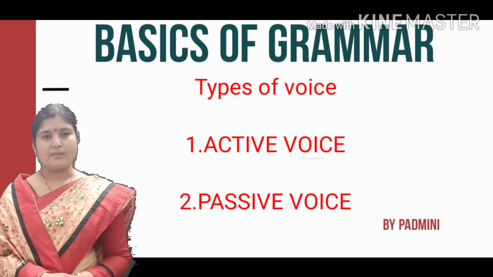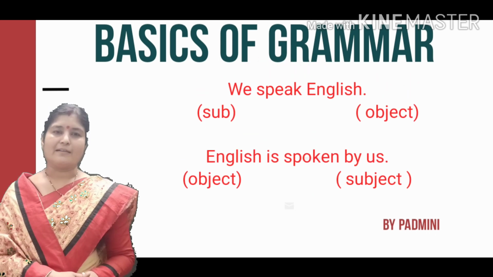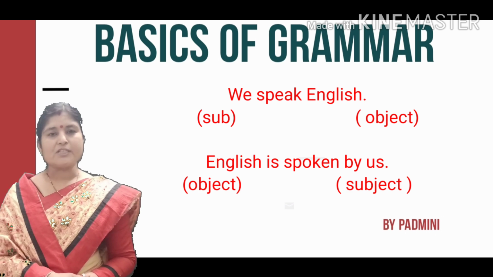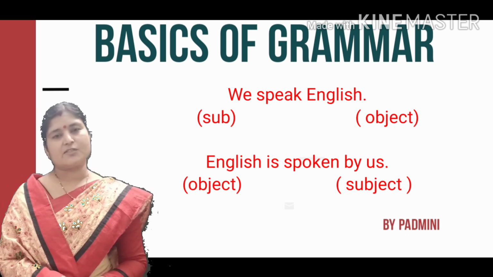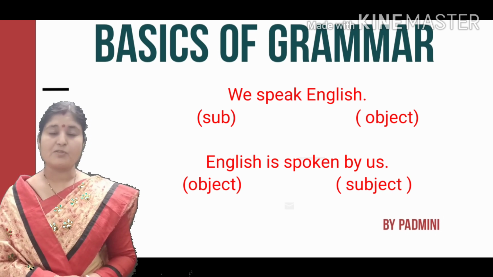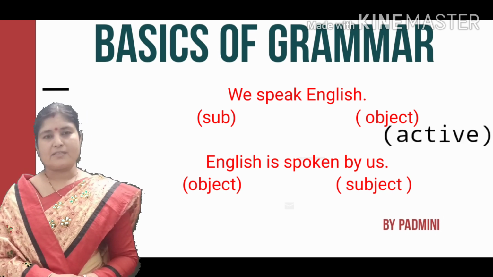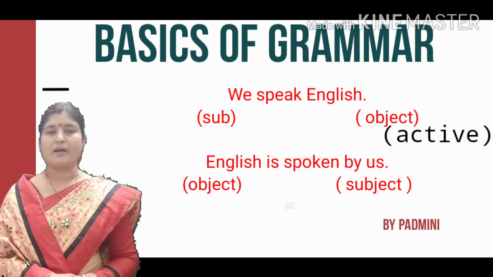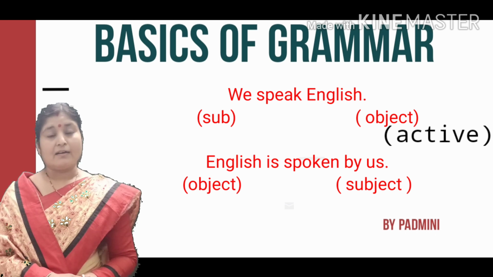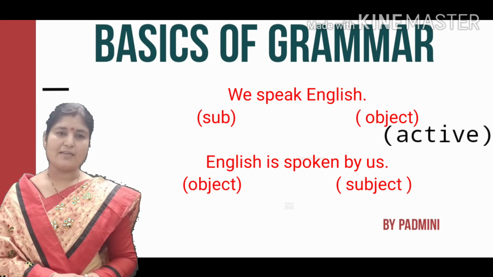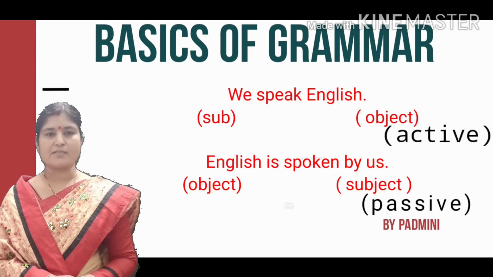Just one example. We speak English. English is spoken by us. We speak English. Here the subject is we, and the subject performs the action here. So this is active voice. But when we say English is spoken by us, here the subject is affected by the action. That's why it is known as the passive voice.